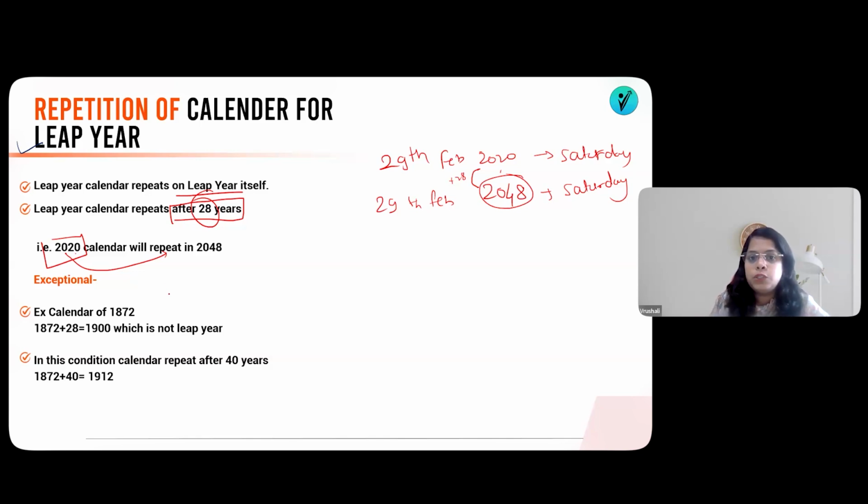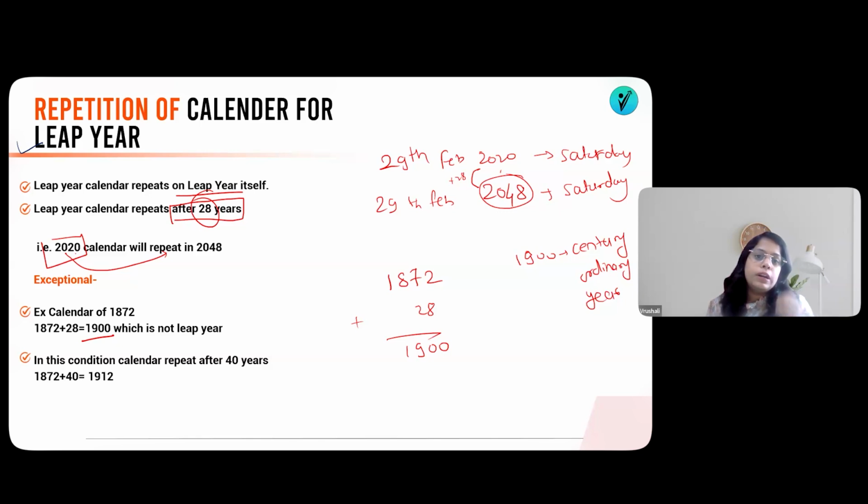But suppose 1872, and if you add 28, now this is 1900. Now what we know is that a leap year repeats on a leap year itself. So if you add 28, you get the answer 1900. But what we know, 1900 is not a century leap year. 1900 is a century ordinary year, right? For a century year we divide by 400. This is not divisible by 400. So this is an ordinary year.